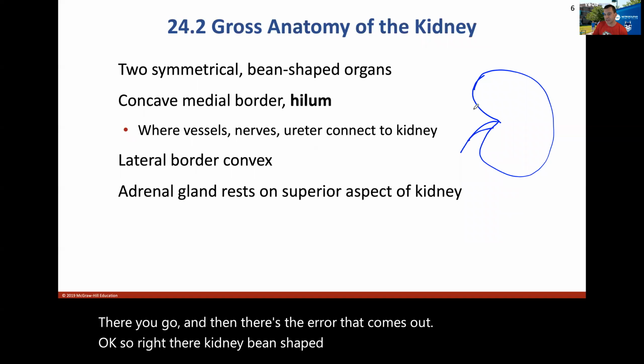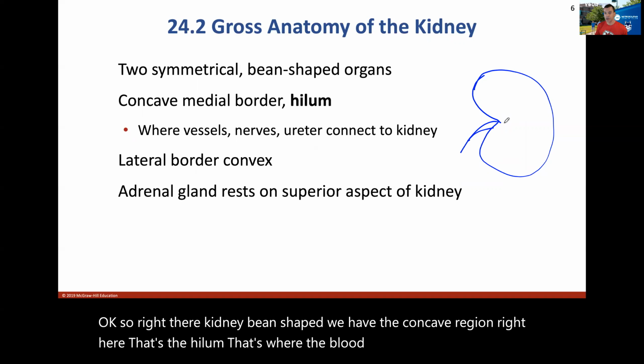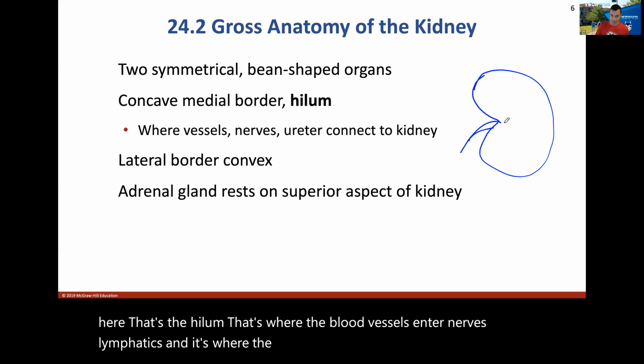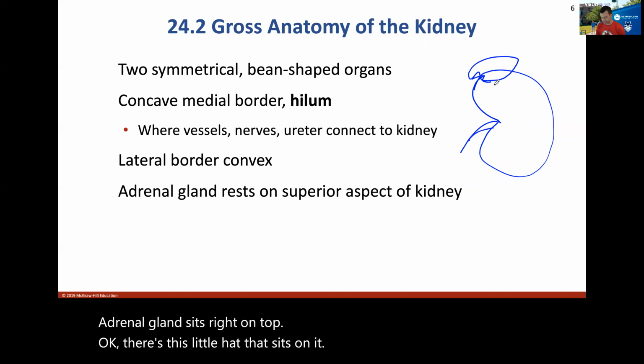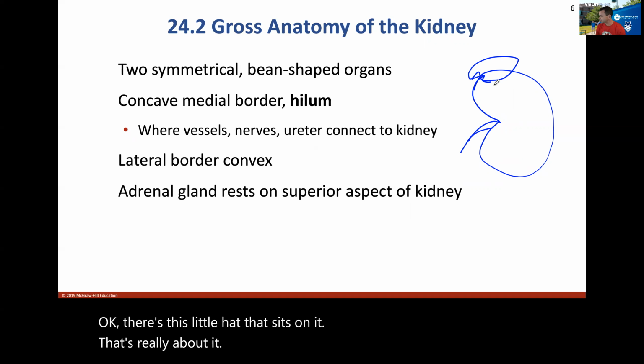We have the concave region right here. That's the hilum. That's where the blood vessels enter, along with nerves and lymphatics, and it's where the ureter leaves the kidney. The adrenal gland sits right on top. There's its little hat that sits on it. That's really about it. It's retroperitoneal.